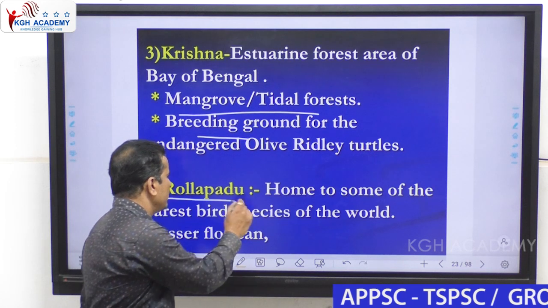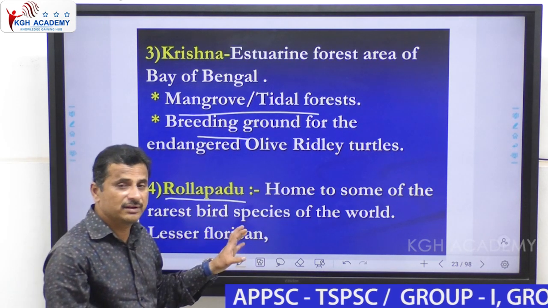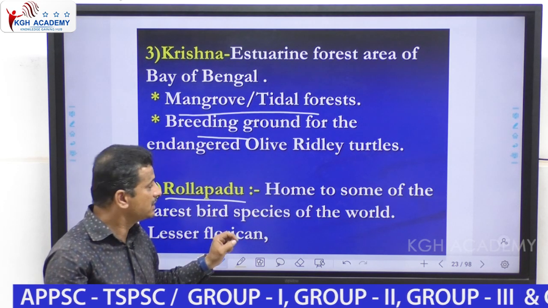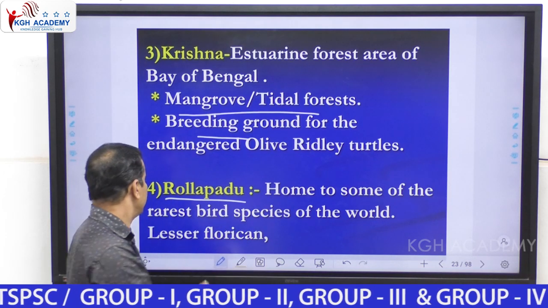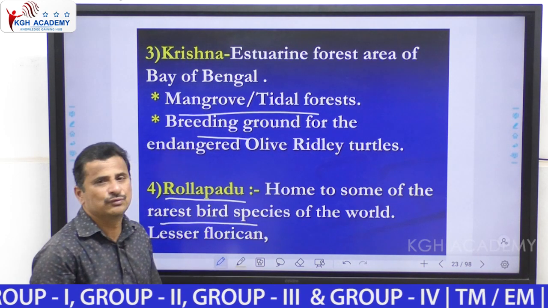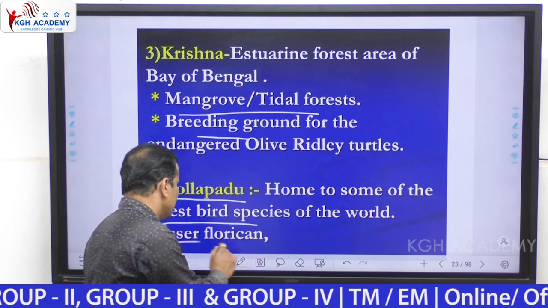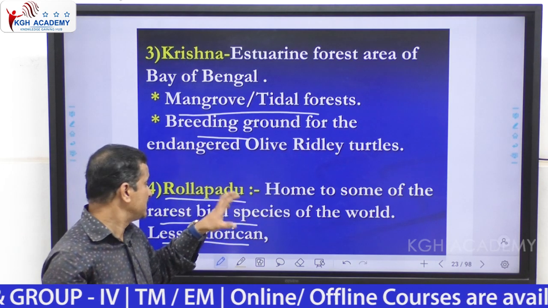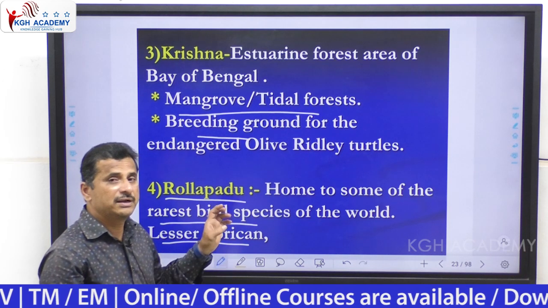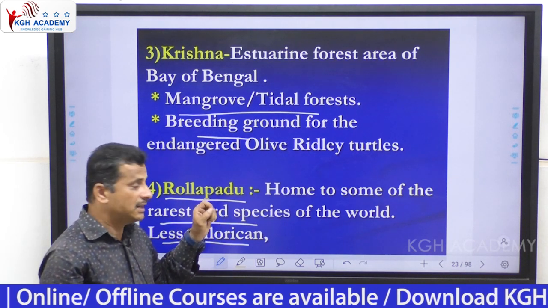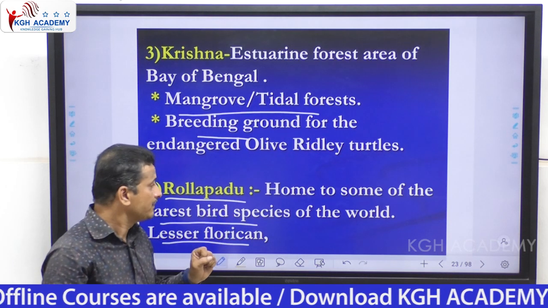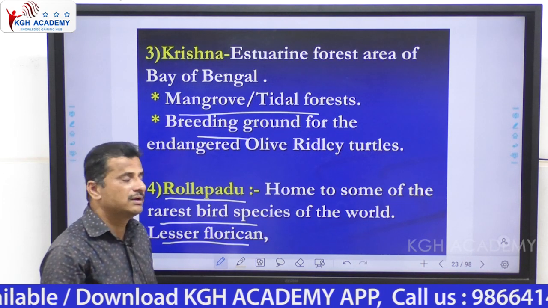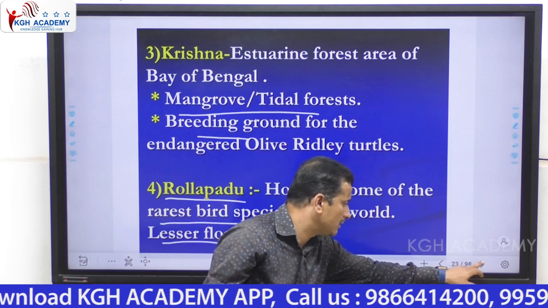And next, Rollapadu Wildlife Sanctuary. This is also important because so many endangered species are present here, particularly bird species. It is home to some of the rarest bird species of the world. So what is that? The lesser florican. So here some rare endangered species are present in this Rollapadu Wildlife Sanctuary, particularly birds, the lesser florican bird, very famous. That's why this is home to some of the rarest bird species of the world. One example is the lesser florican.